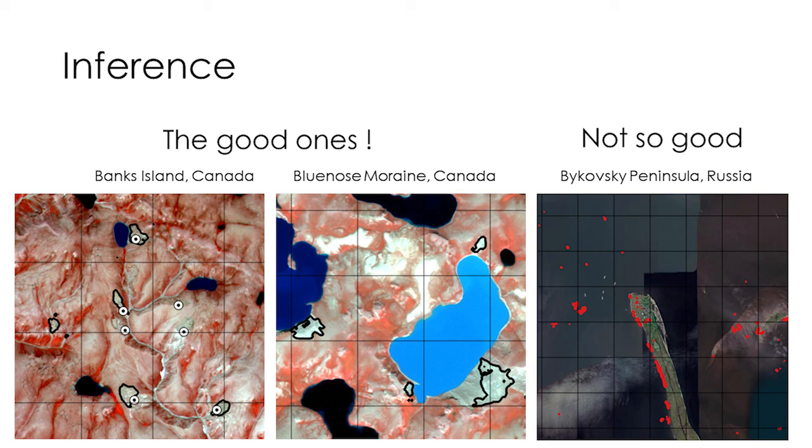Here we see the tip of the Bykovsky Peninsula close to the Lena Delta in northeastern Siberia. And in red, we see the outlines of the inferred retrogressive thaw slumps around the coast. That looks quite well and reasonable. But we also see that there are a lot of false positives out on the sea where it's not really clear where they come from. Other issues that we're having are false positives in lakes and also in wetting areas.